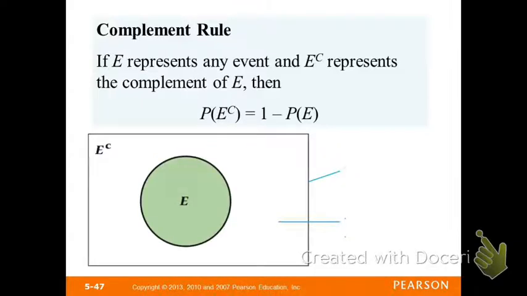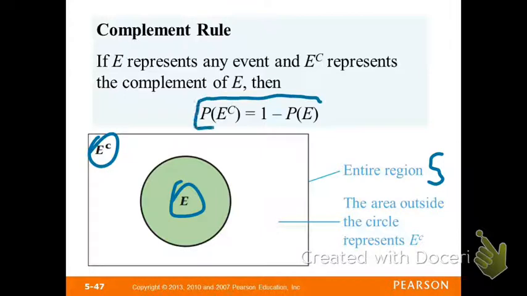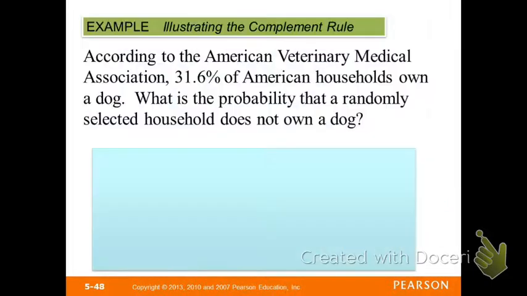Now let's talk about how this may be useful. This is just a pictorial thing. The entire region is our sample space S, right? S is made up of this event and things that aren't in the event. And the probability of all of those things has to add up to 1. And so that's where you get this formula from, okay? All right, so how does this work?